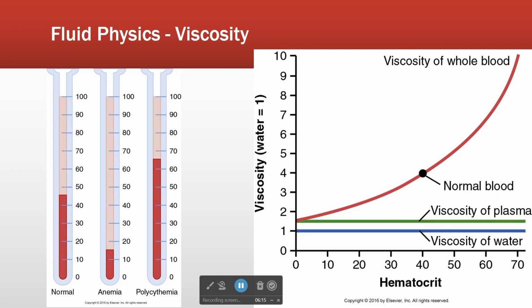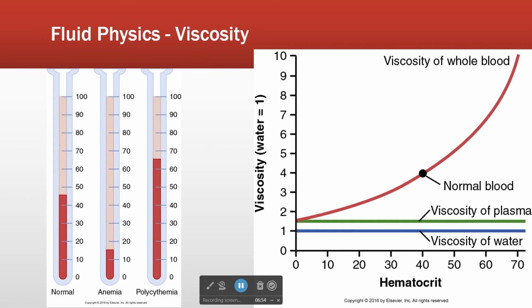Polycythemia is the reverse of anemia. This is where a patient has too many red blood cells. Their hematocrit is too high. In the case of polycythemia, the viscosity of the blood is actually above normal. This causes a sort of sluggish blood flow problem where we have increased resistance to blood flow. It takes more energy to push the same amount of blood through the same pipes.